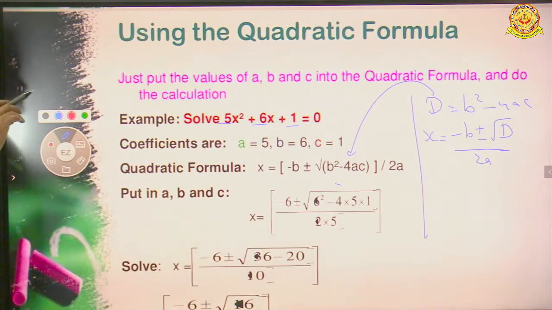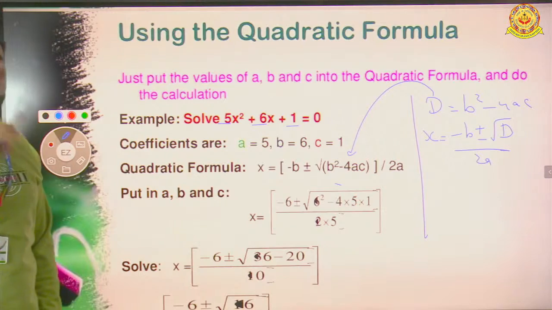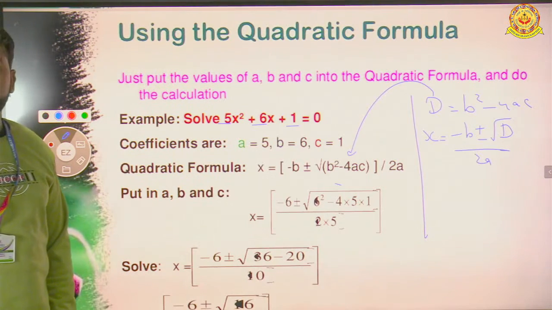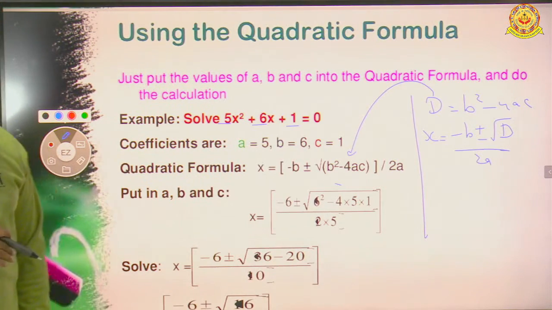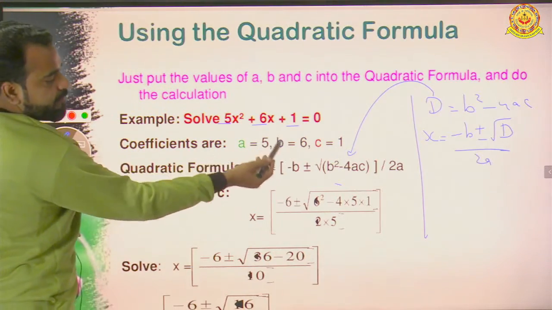So by practice of this method, first you will find the d value, so it will count in both the methods, when you are finding the discriminant as well as when you are finding the roots. So by this method, if you are finding it, a value is 5, b value.